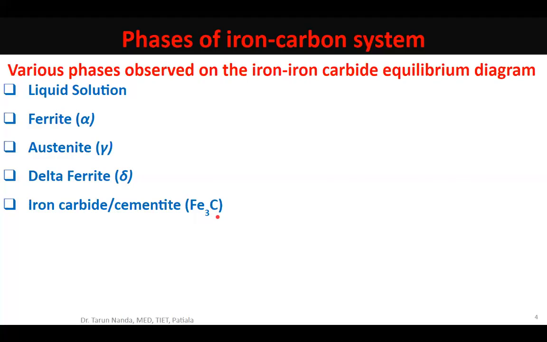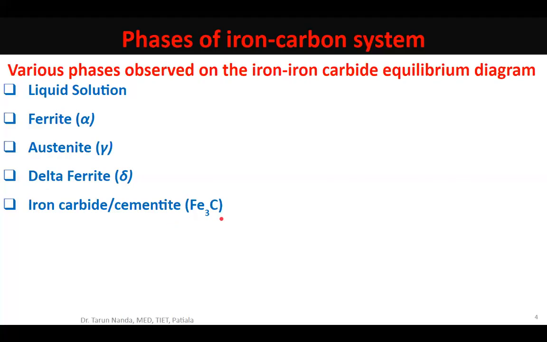What is the crystal structure? Because it's an interstitial compound or a size factor compound, the crystal structure is given by the Rx by Rm ratio. The Rx by Rm ratio for iron carbide is 0.63, which is more than 0.59. So it has a complex crystal structure. The crystal structure is basically orthorhombic, which contains 12 iron atoms and 4 carbon atoms per unit cell.